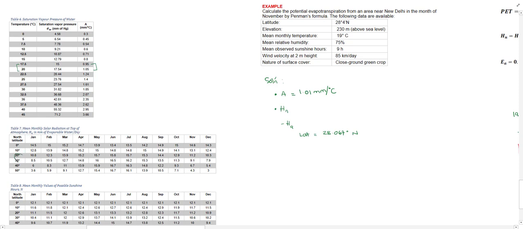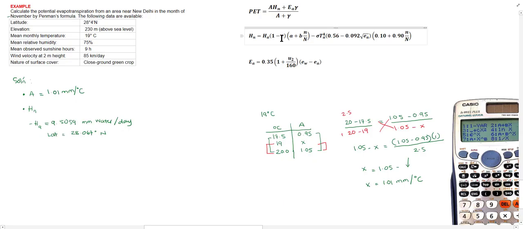So, again, mag-interpolate na pud ta. Ang atong gamiton is, and then, tungod kay month of November man ang atong pangitaan o potential evaporation, so, mamili lang tag diri lang kanilang values. Okay. Using your calculator, our HA is equal to 9.5059. This is mm water per day. Next, we are going to determine our R.